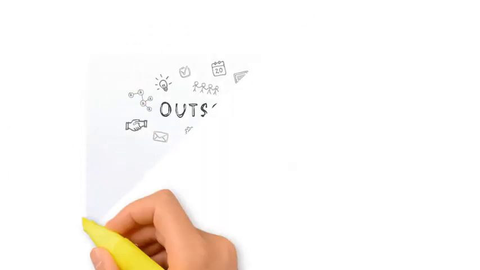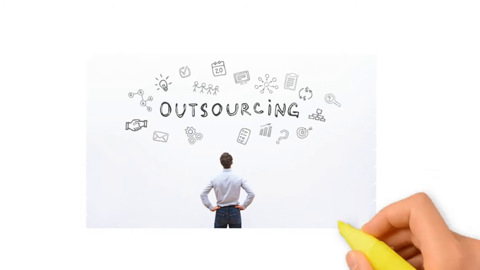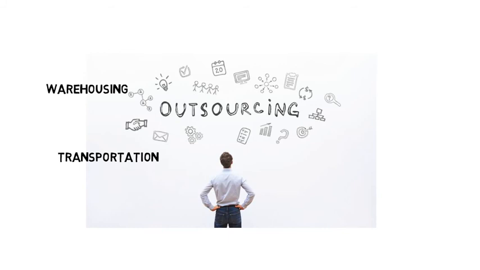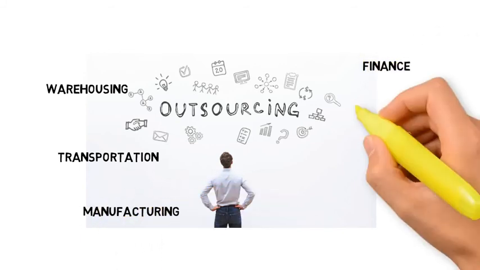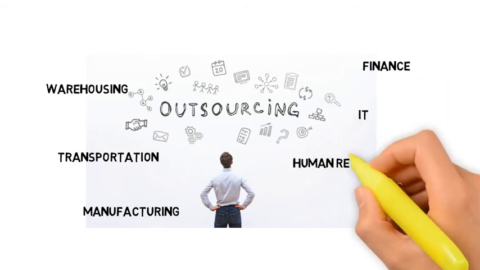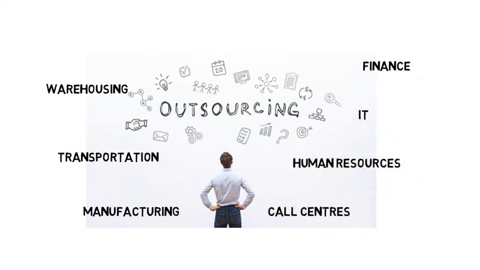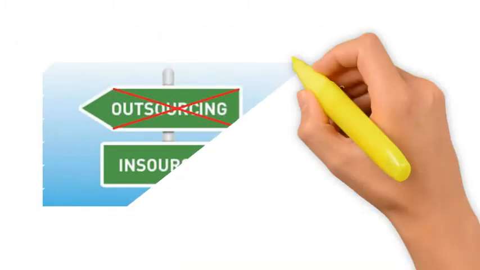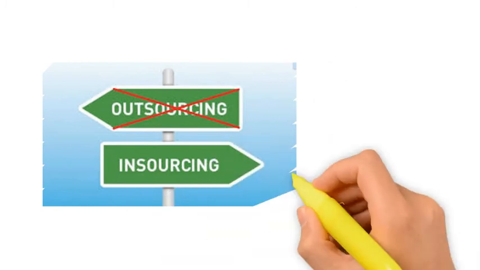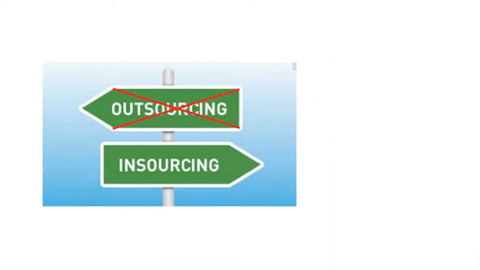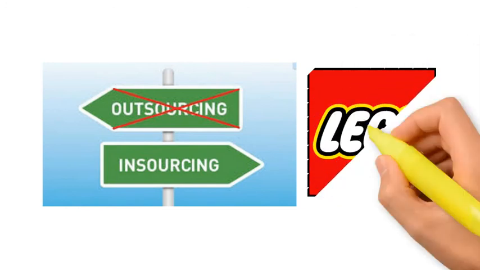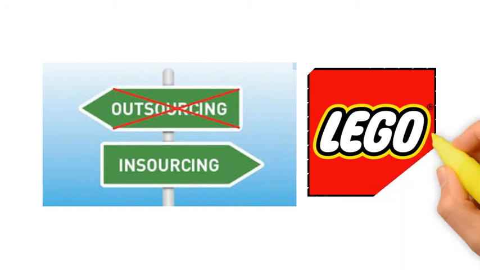For a company, outsourcing just means getting a supplier or vendor outside the company to provide a service. These services now include almost everything, from warehousing to transportation to manufacturing, finance, IT, human resources, and call centers, just to name a few. But not all outsourcing journeys have ended happily. For example, in 2006, the Lego Group outsourced the production of Lego bricks to Flextronics, one of the world's largest contract manufacturers. Within 2 years, the Lego Group terminated the partnership and brought production home.